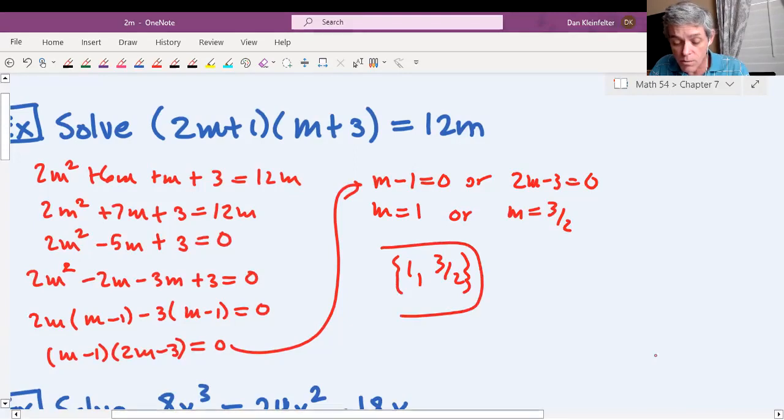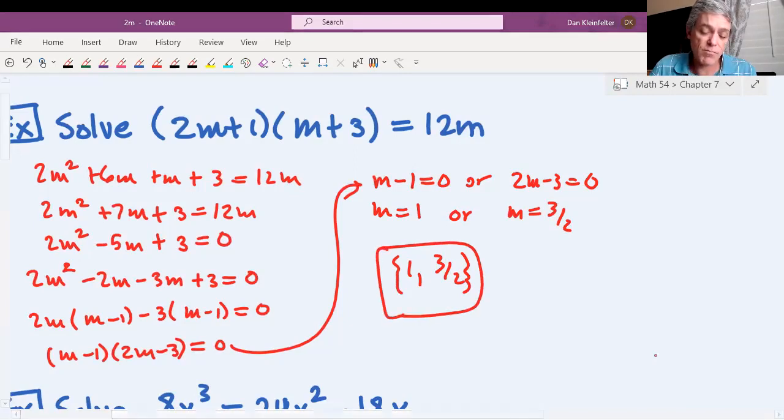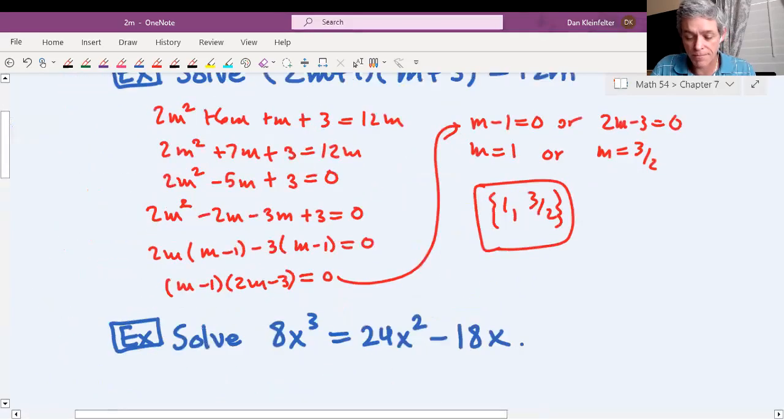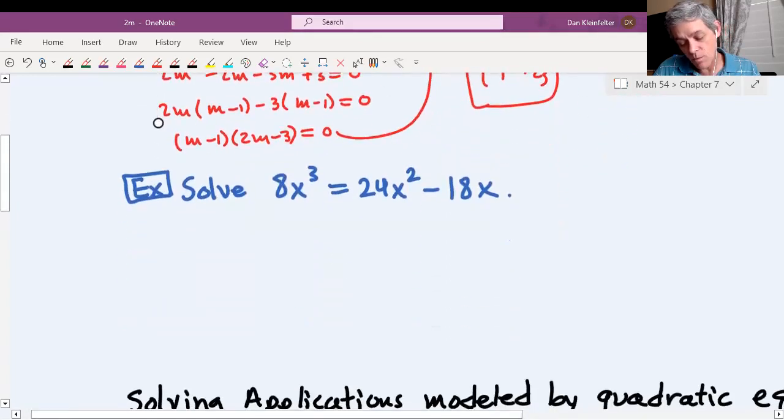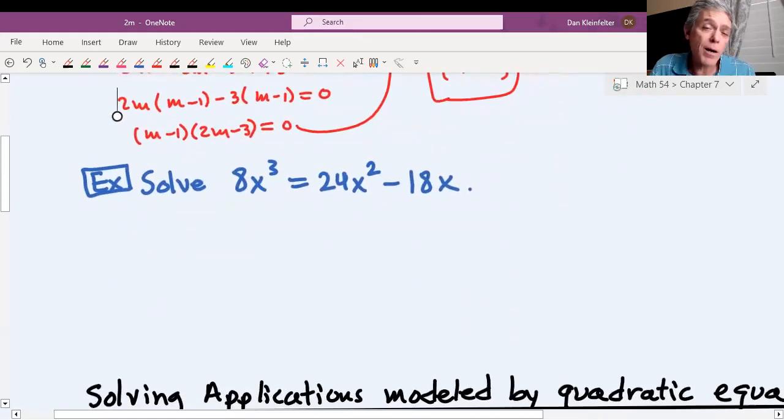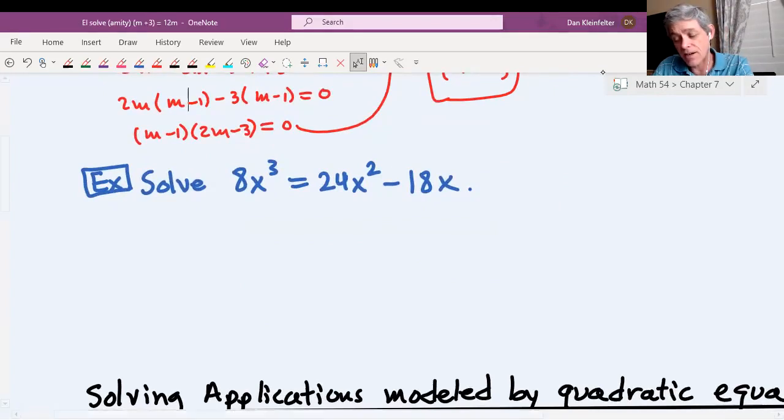So I know this was more work than just setting the two things equal to 0, but that would have given us the wrong answer, and we don't want to do that. So important thing, when you're using the zero product property, you have to have the thing set equal to 0, not set equal to 12m. Here's one for you to try. Pause the video, try this one yourself, restart the video, and see how you did.